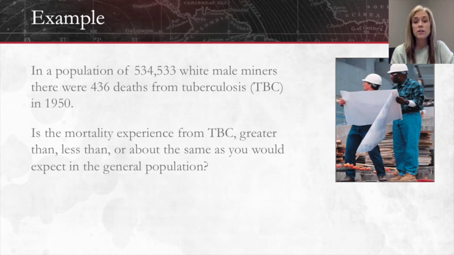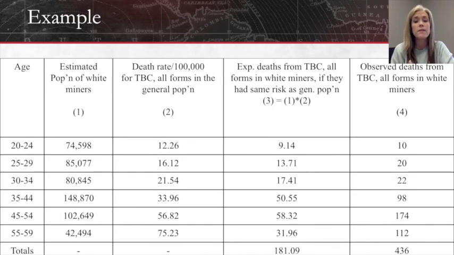In a population of over 500,000 Caucasian male miners, there were 436 deaths from tuberculosis in 1950. So let's say that you have a research question that says, is the number of Caucasian miners who die from tuberculosis higher than people in the general population who die from tuberculosis? Well, we're going to do an indirect standardization method because the population of Caucasian miners may be very small and the rates may be unstable.